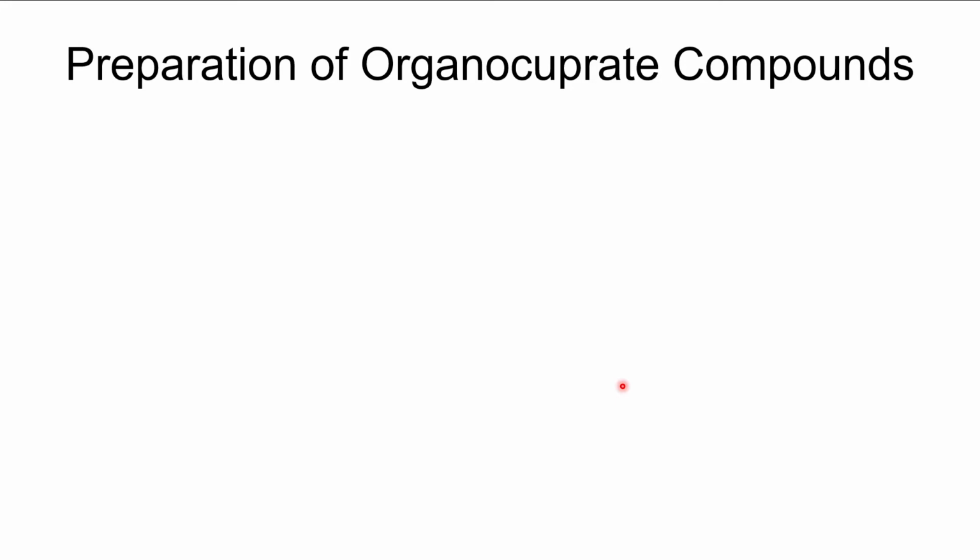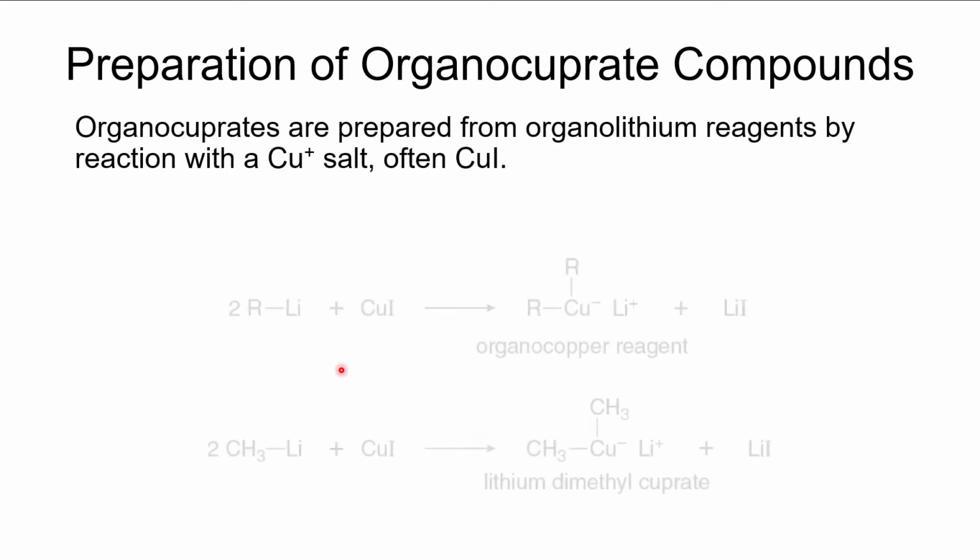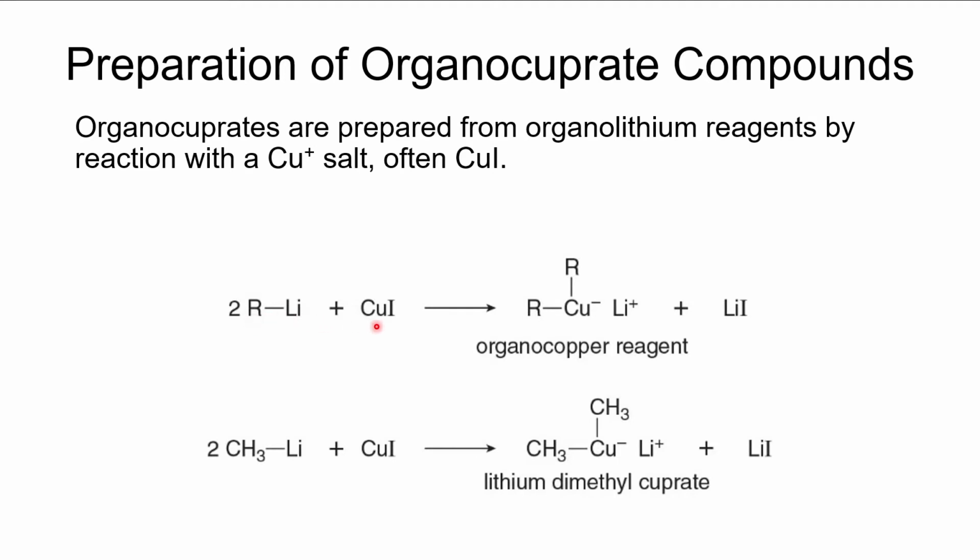How do we prepare the organocuprates? Well, the way that we prepare organocuprates is we start with an organolithium reagent. So we take the organolithium reagent and treat it with copper 1 iodide, and that will give us the organocuprates. You'll notice that it takes 2 equivalents of our organolithium reagent, 1 equivalent of the copper 1 iodide, to give us the organocuprate. And when it comes to using this, we'll only be able to use one of those R groups as a nucleophile. So that's something to keep in mind later when we're doing these reactions.